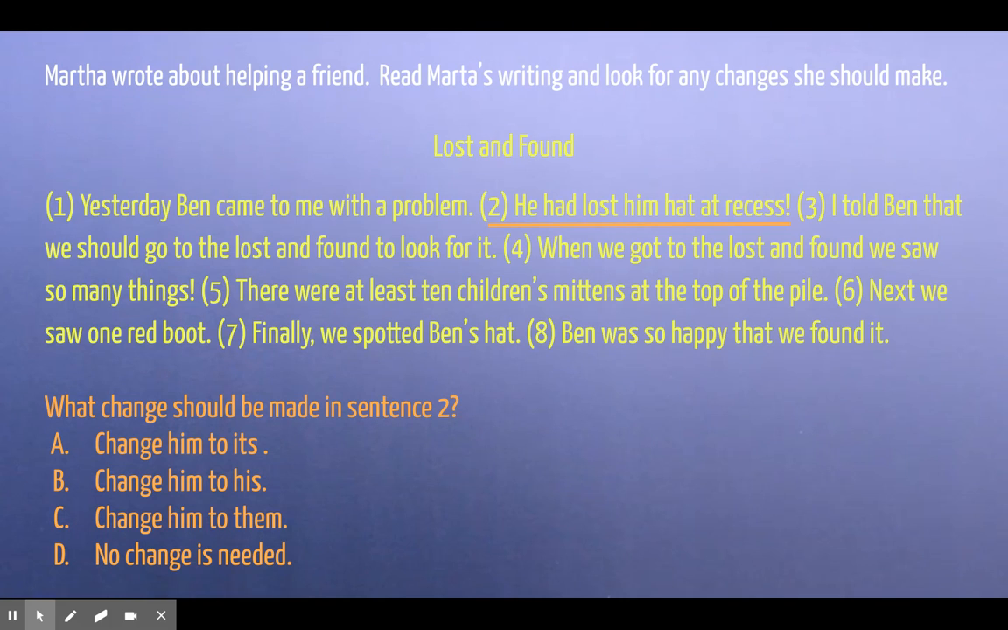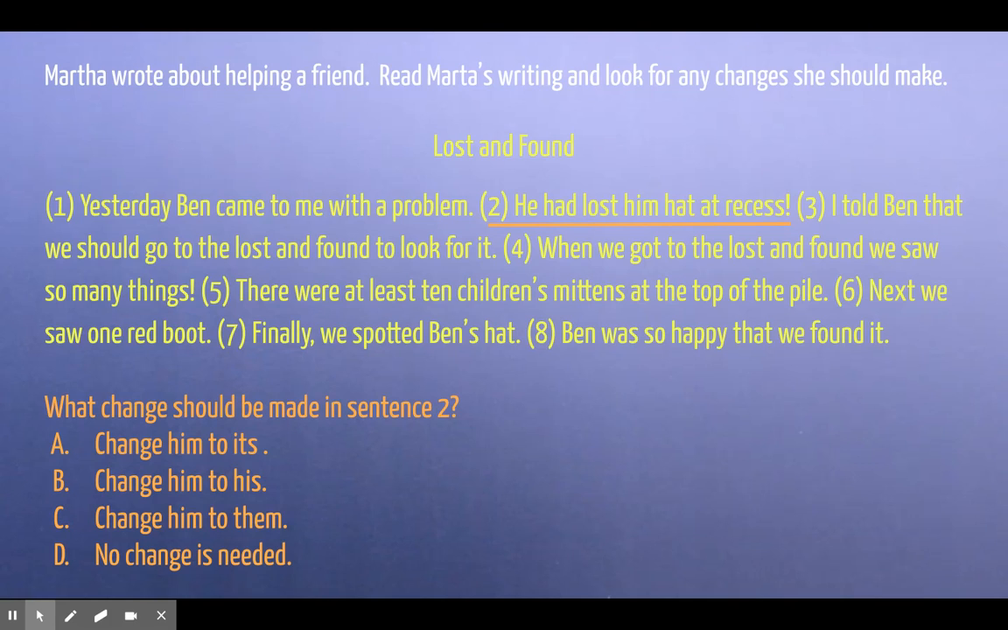All right, let's look at our paragraph. Yesterday, Ben came to me with a problem. He had lost his hat at recess. I told Ben that we should go to the Lost and Found to look for it. When we got to the Lost and Found, we saw many things. There were at least 10 children's mittens at the top of the pile. Next, we saw one red boot. Finally, we spotted Ben's hat. Ben was so happy that we found it.